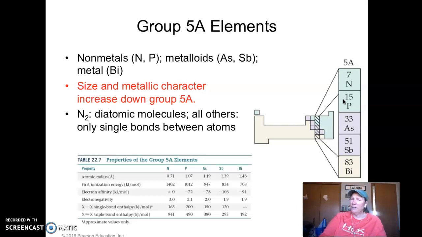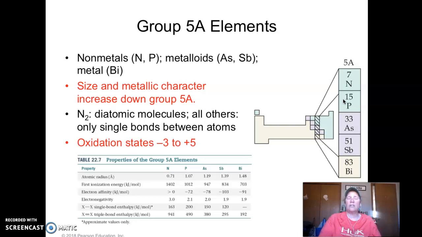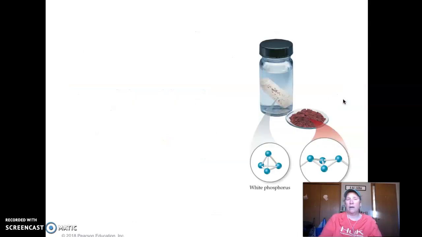Nitrogen is diatomic. All the others are single bonds, and they can form more than that if they need to, but the only diatomic one on that list is nitrogen. Okay, and again, you can see the properties, it's not a big deal. You can look these up. Okay, and again, the oxidation states, -3 to +5, depending on what they're combined with.